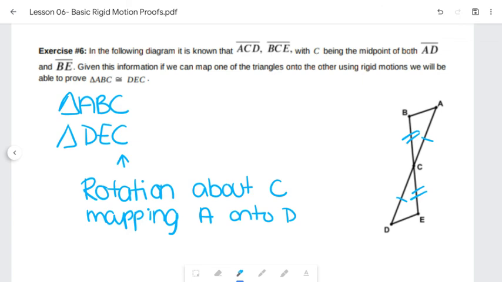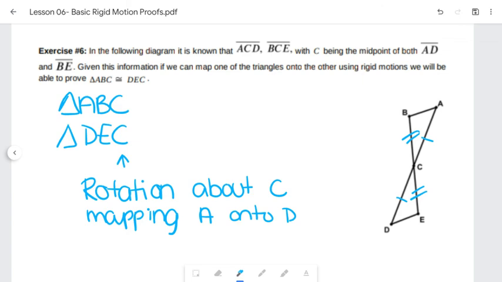I could have also said rotation about C 180 degrees because I saw a straight line, but sometimes the picture won't make a beautiful line like we have here. So we can always avoid that by just writing mapping one of those points onto each other. Because if I do that, the other points will follow suit and all fall on there.